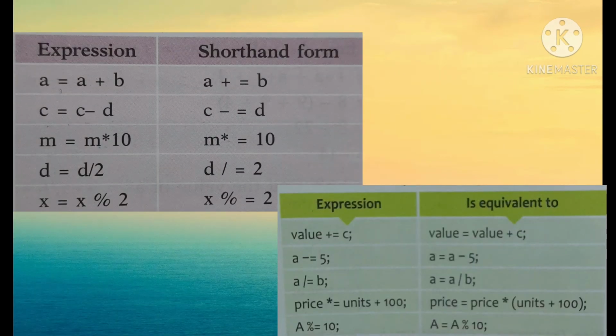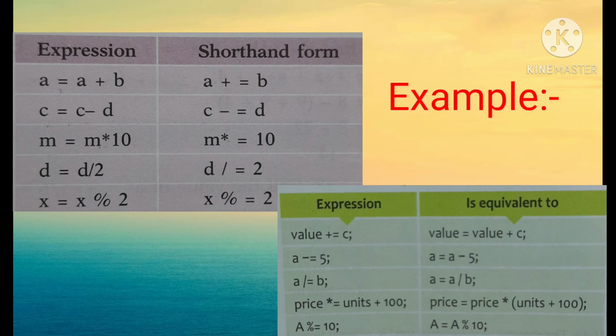For example, the expression a equal to a plus b can be written in shorthand form, using the compound assignment operator, as a plus equal to b. c equal to c minus d can be written as c minus equal to d. m equal to m into 10 can be written as m asterisk equal to 10. d equal to d by 2 can be written in shorthand form as d slash equal to 2. x equal to x modulus 2 can be written as x modulus equal to 2.